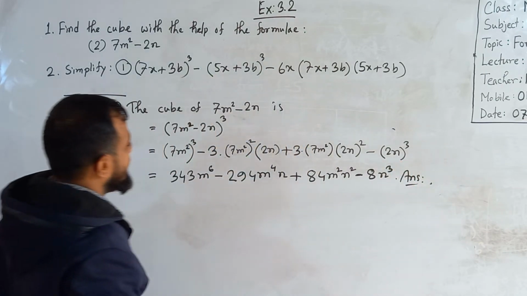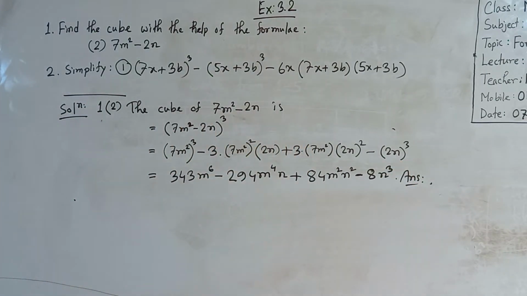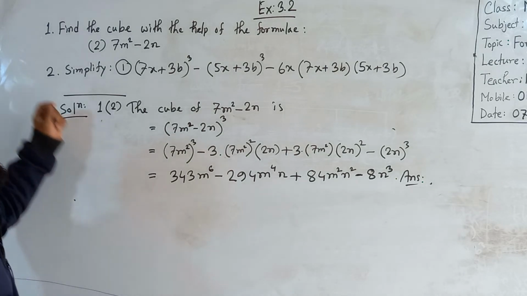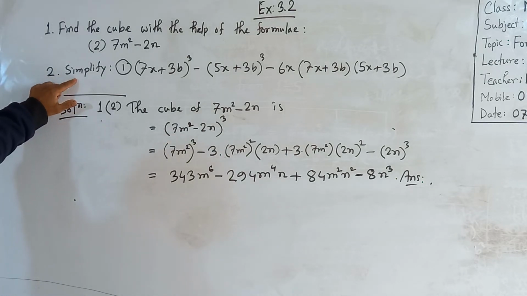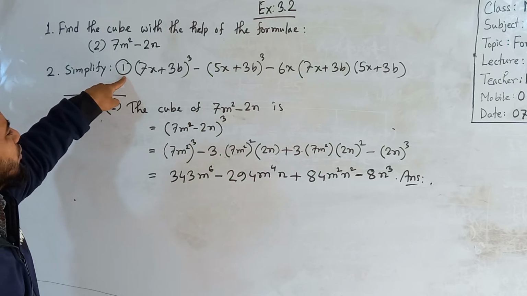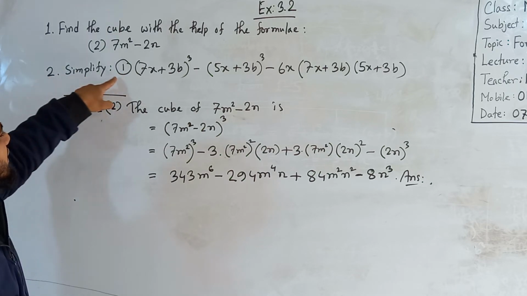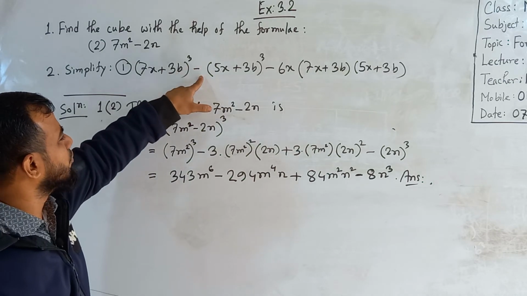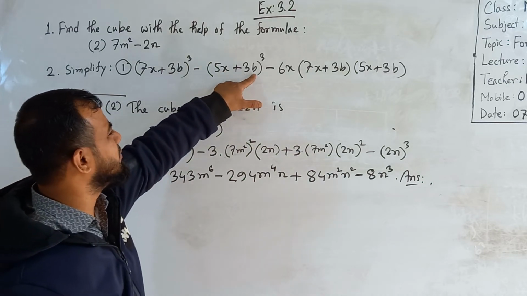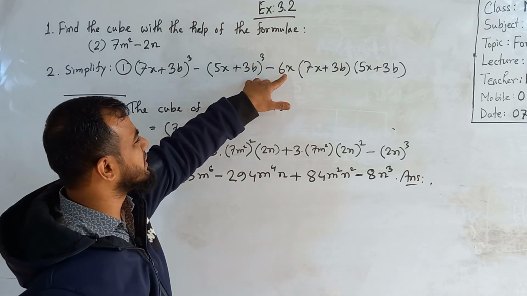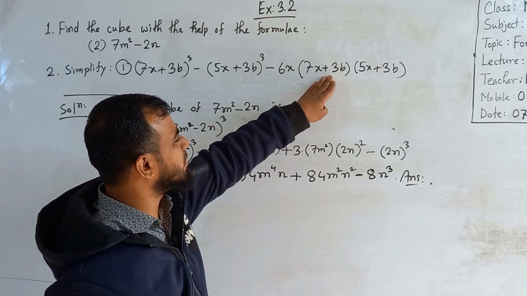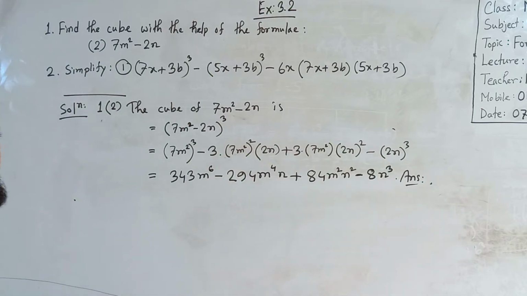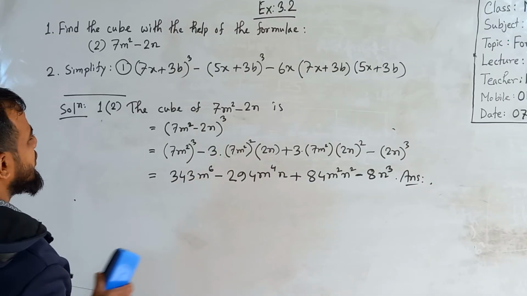Okay. Now the second one, I hope you have understood. Dear students, like this problem you can solve easily at home in your exercise book. Now question number 2 is simplify. I will solve only one here from 2. Simplify this one: (7x + 3b) whole cube minus (5x + 3b) whole cube minus 6x into (7x + 3b)(5x + 3b). Now how can we solve this one? Dear students, look.